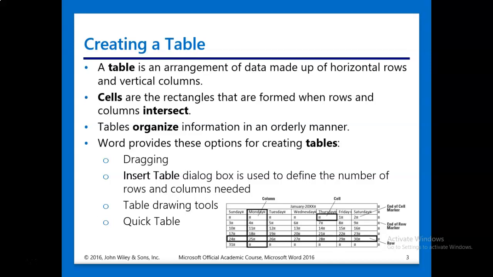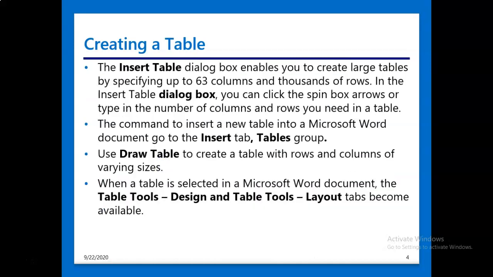Creating a table. A table is an arrangement of data made up of horizontal rows and vertical columns. Cells are the rectangles that are formed when rows and columns intersect. Tables organize information in an orderly manner. Word provides these options for creating tables. Dragging. Insert Table dialog box is used to define the number of rows and columns needed. You have table drawing tools, and you can use quick table styles.